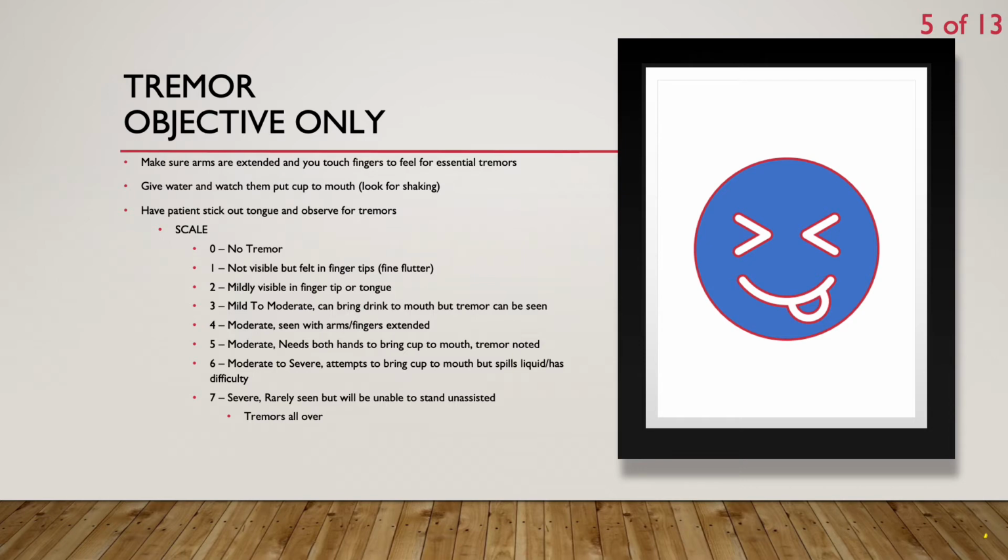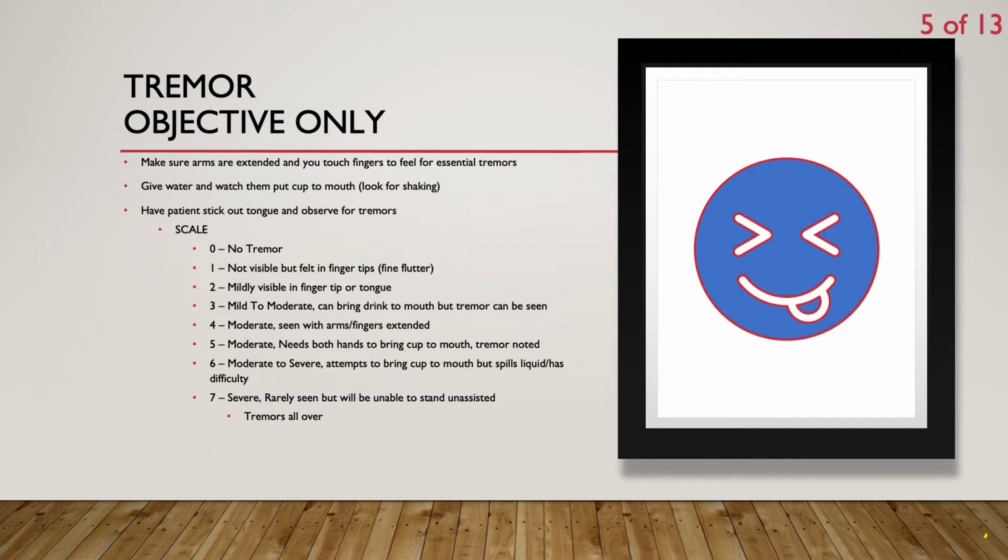Make sure you feel their fingertips. Give them water in a cup. Watch them try to drink it. Sometimes you can see shaking in the hands. It might be mild, but it is observable. Have the patient stick out their tongue and look for tremors the same way. You'll see the tongue shake anytime that they're going through any kind of withdrawals.